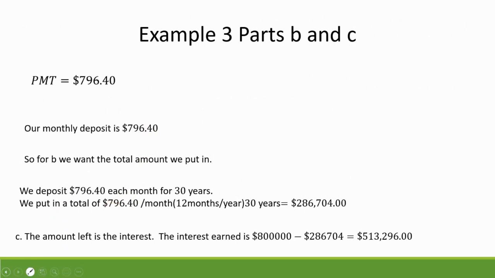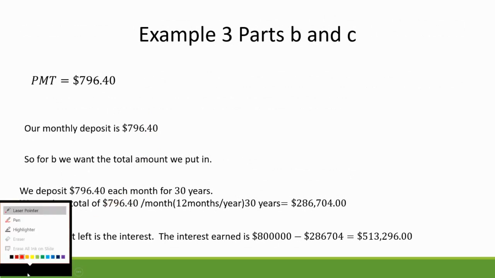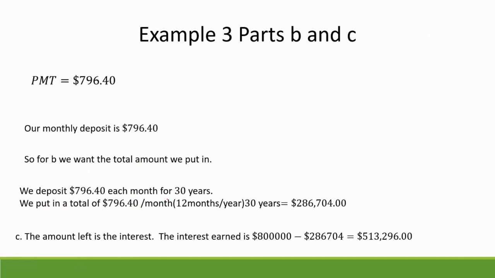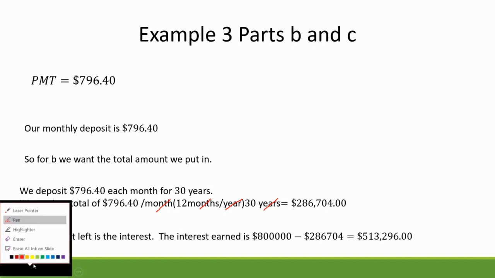Well, we have $796 per month, 12 months per year, right? These units cancel. And then 30 years, right? So the units here cancel. So we have $796.40 times 12 times 30, which equals $286,704.